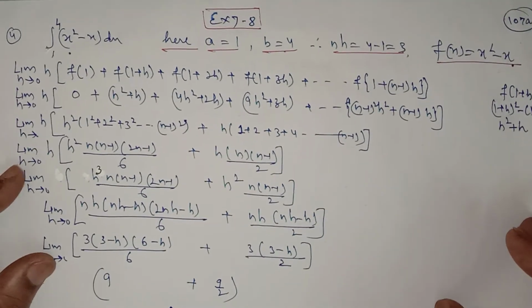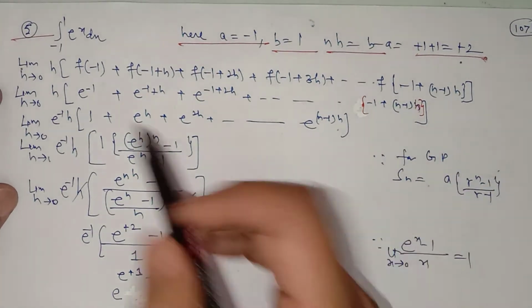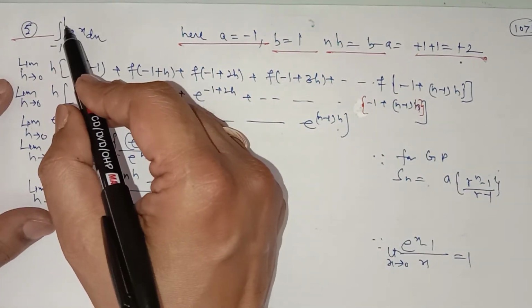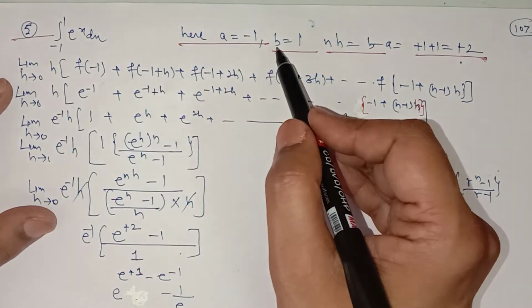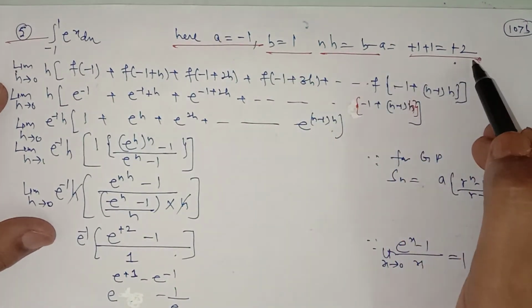So there is a fixed method to do these types of questions. In question number 5, we have the exponential series, so see it very carefully. We have a as -1, b as 1. So a is -1, b is 1, so nh will be b minus a, that is 1 minus (-1), that is equal to 2.